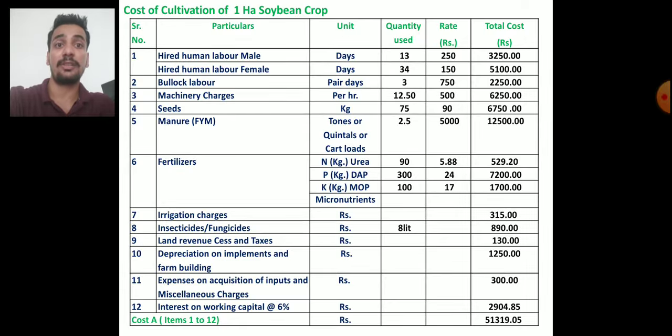Now next is most important, machine charges. Now how to consider the machine charges?